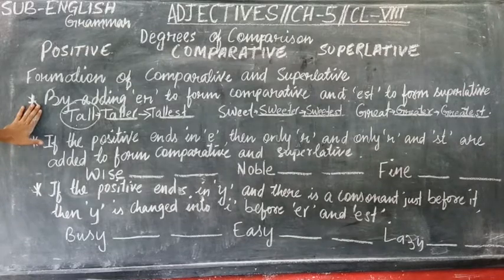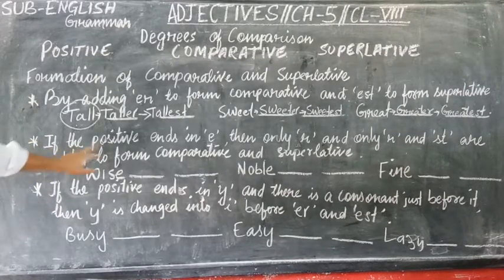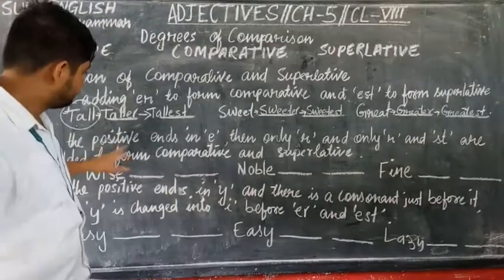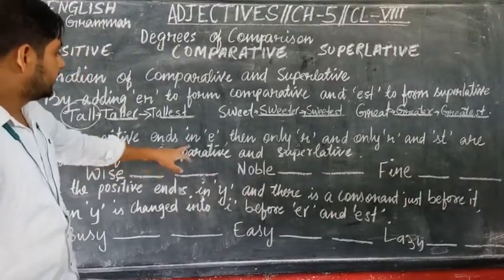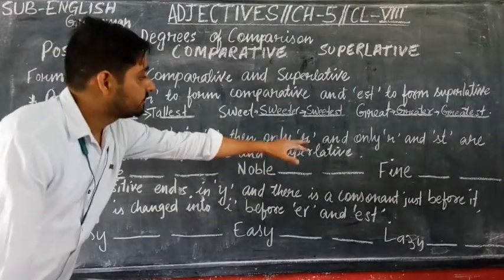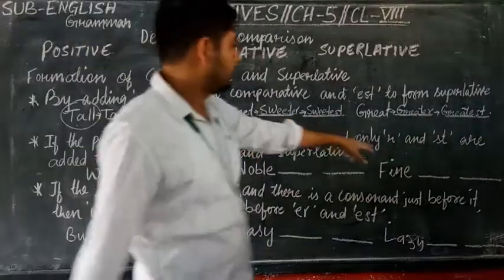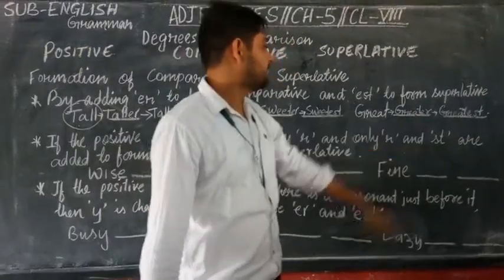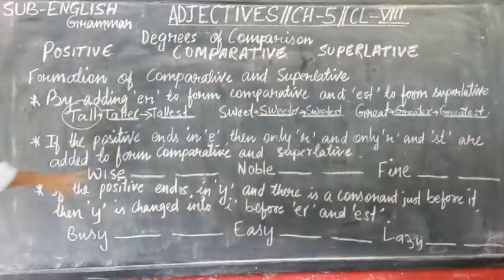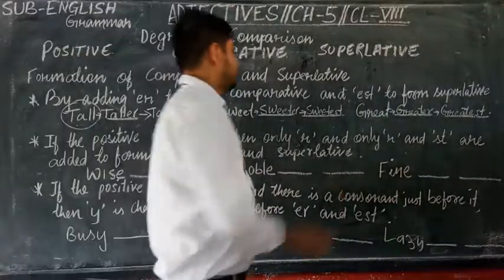Then the second point, you see, if the positive ends in e, then only r and st are added to form the comparative and superlative.